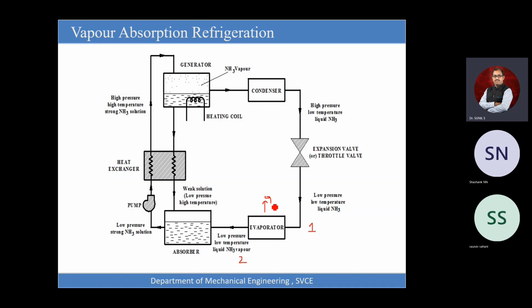The absorber is a tank which consists of water, the second component we are using. We call it a weak ammonia solution. When this vapor enters the absorber, the solution becomes strong. The concentration of ammonia will increase. Is it clear? So 2 to 3 is the process of absorption.